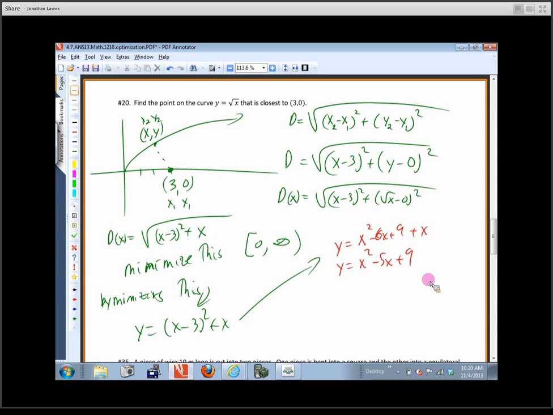What shape is that if we were to graph it? Parabola. Which way does it open? Opens up. So it has a minimum at the vertex. Remember that formula that allows you to find the x-coordinate of the vertex? Negative b over 2a.